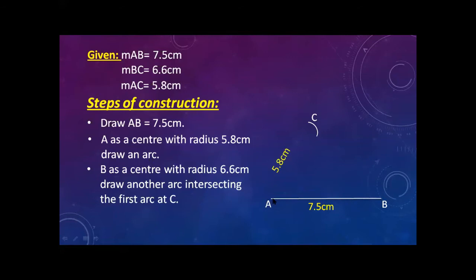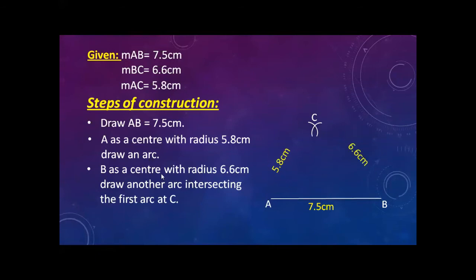What we have done in the second step, we put our compass on point A. Now in the third step, put your compass on point B. Open your compass 6.6 centimeter. It is given in the question. From B to C, the measurement is 6.6 centimeter. So put your compass on point B and then make an arc of 6.6 centimeter. This is an arc of 6.6 centimeter.